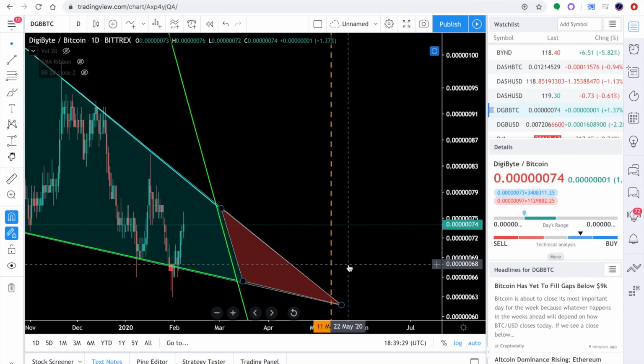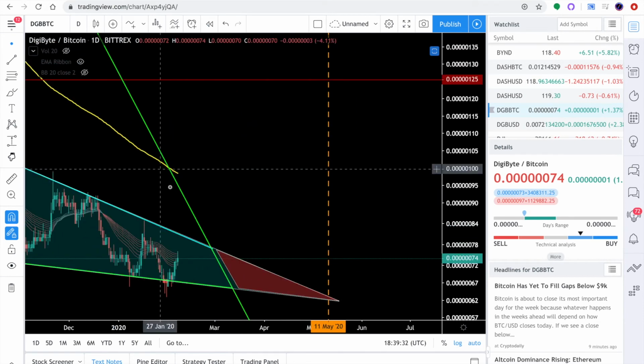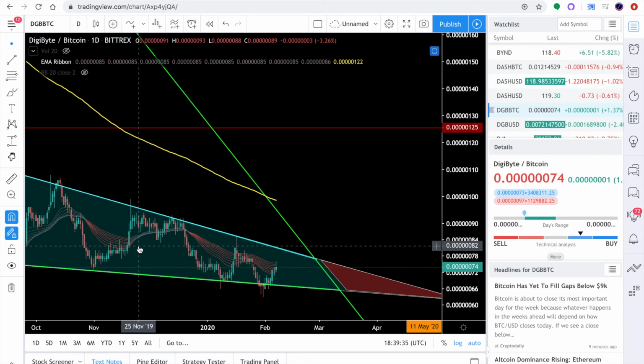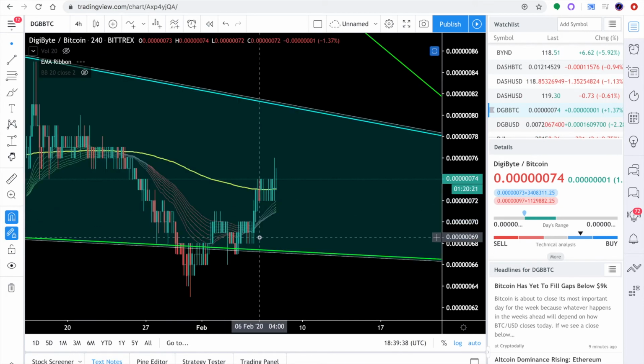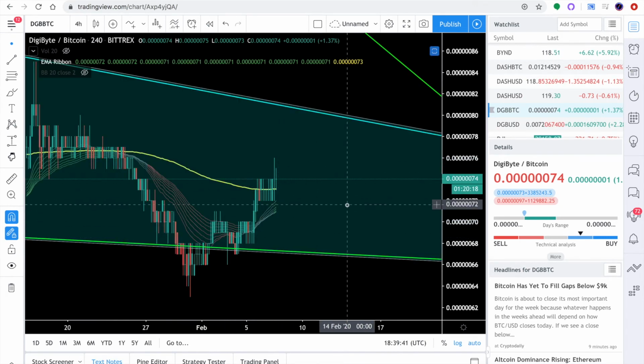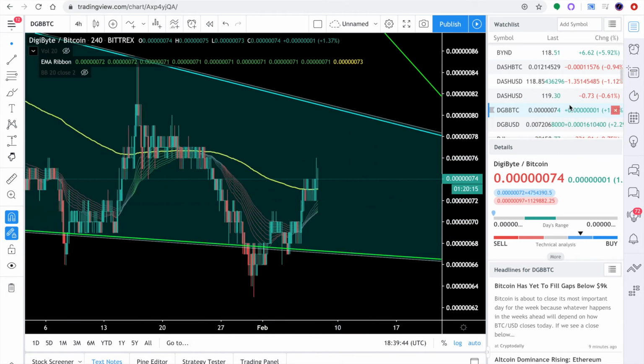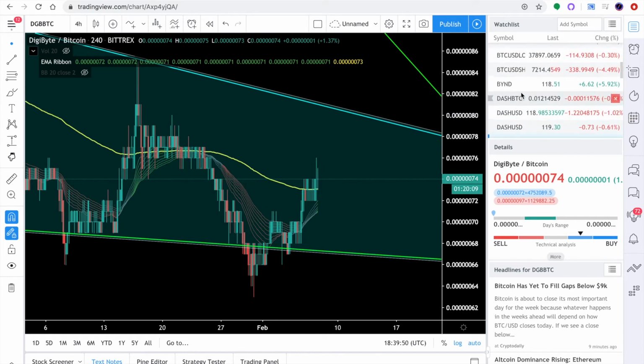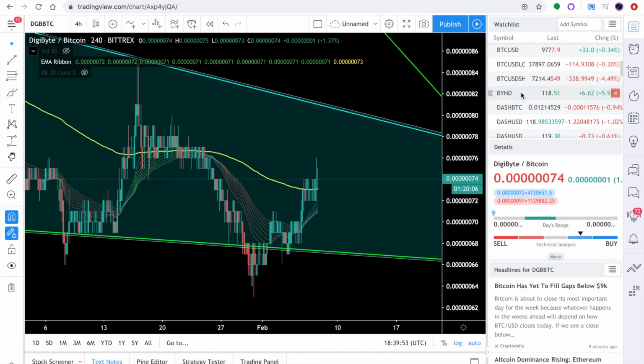So we did get that bounce off 73. That's nice. So we are back over that. We were on the 4 hour. So we got back over that 200 period on the 4 hour. Let's see if DigiByte makes a move in the next couple candles to make its way up to that upward trend line. So going back to some alts, let's look at Dash.